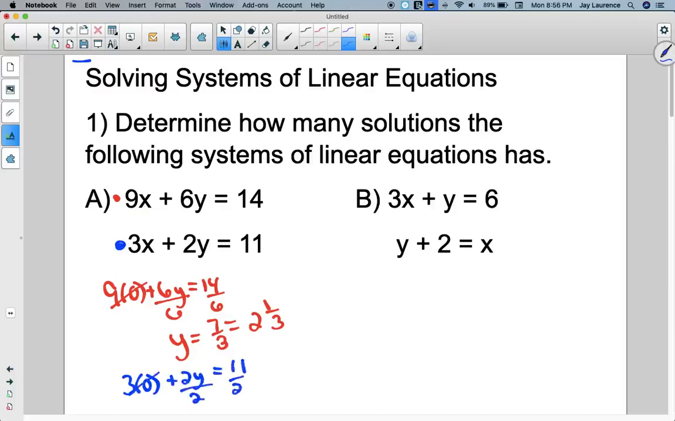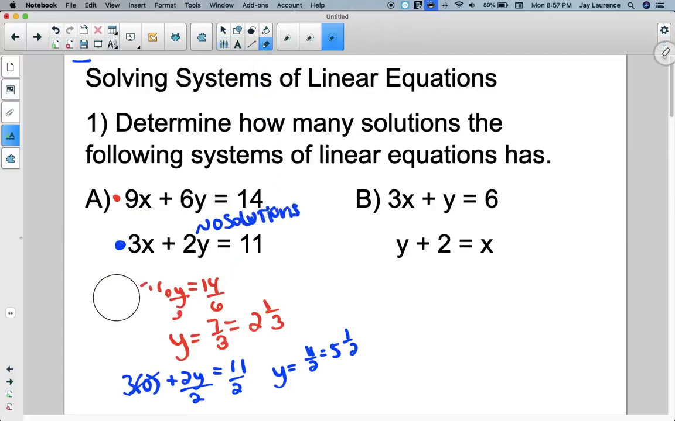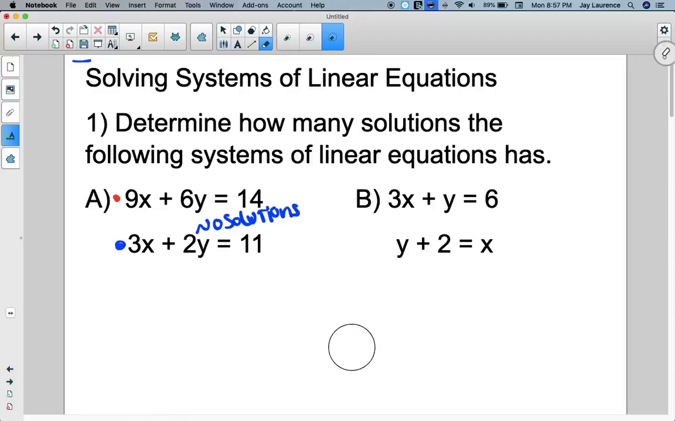Divide by 2, divide by 2. So in this one, y is going to equal 11 halves, or you could say 5.5. Are the y-intercepts the same? Definitely not. These lines are parallel. There's no solutions. All right. If you haven't tried problem B yet, go ahead and do it now.